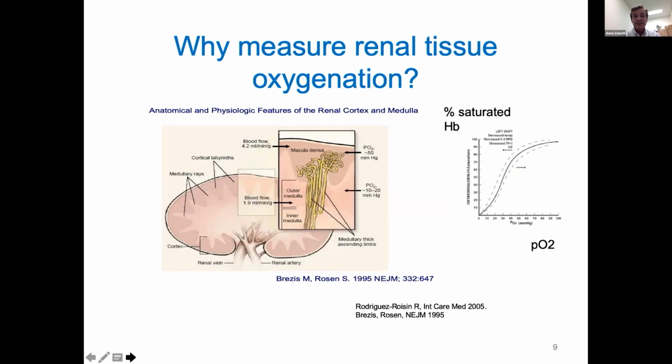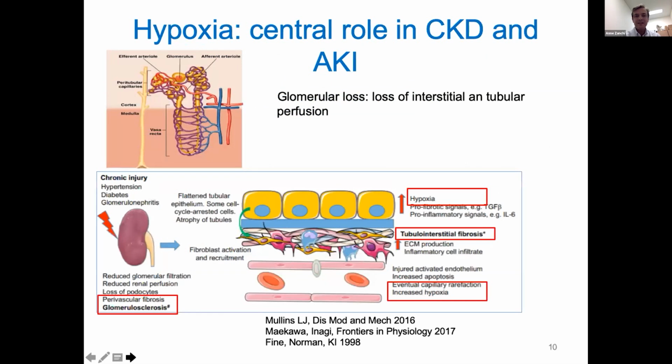This is interesting because kidneys live on the edge of ischemia. The PO2 in the cortex is as low as 50 millimeters of mercury, in the medulla between 10 and 20. So you can imagine that if anything happens with this oxygenation, kidneys will soon have kidney damage. Next slide. And this is indeed the case for acute kidney injury.